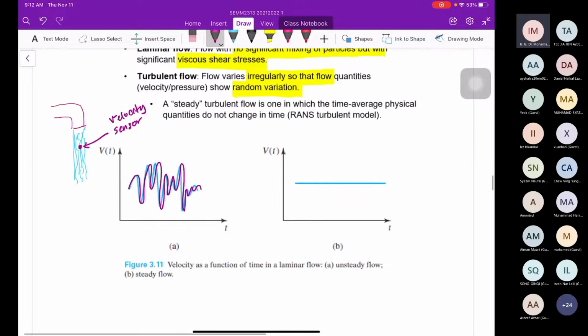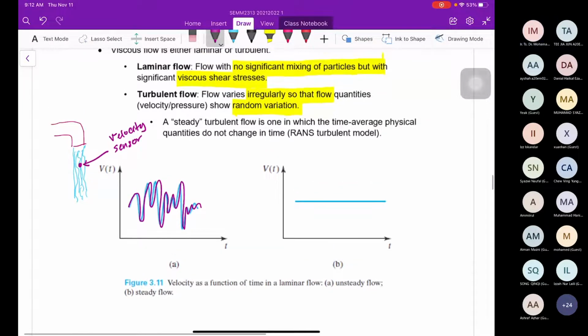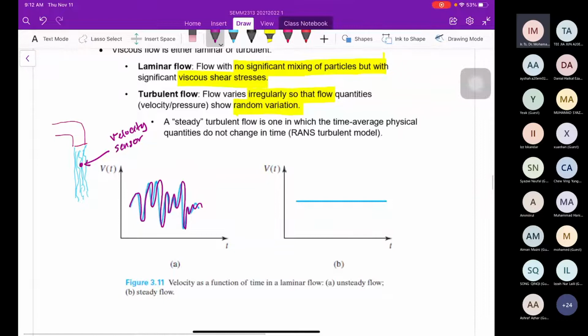Normally, when people want to solve turbulent flow, they simplify the process. How do they simplify? They use the time average. They convert the signal into an average, so they find the average velocity in order to simplify the calculation. This is what we call a RANS turbulent model, Reynolds-averaged Navier-Stokes turbulent model. If you learn CFD, computational fluid dynamics, and are interested in it, you will see a lot of RANS turbulent models in your software and in your equations.